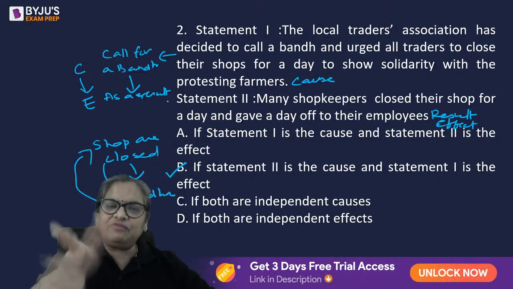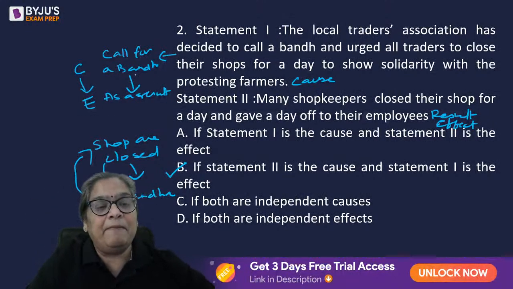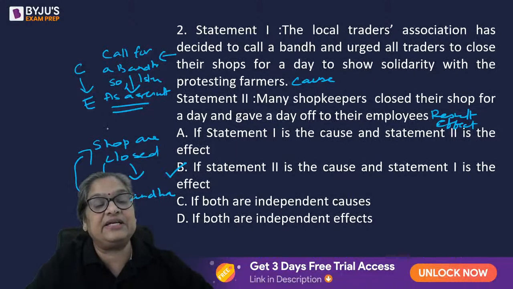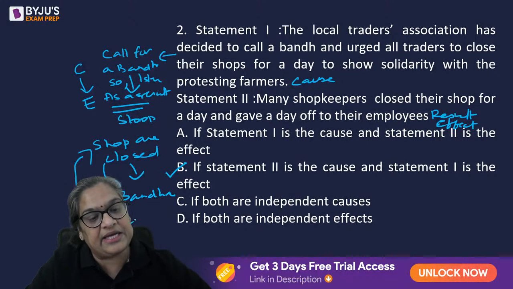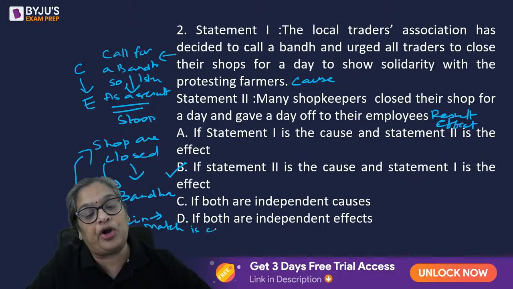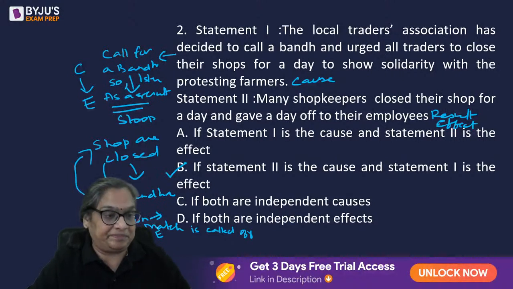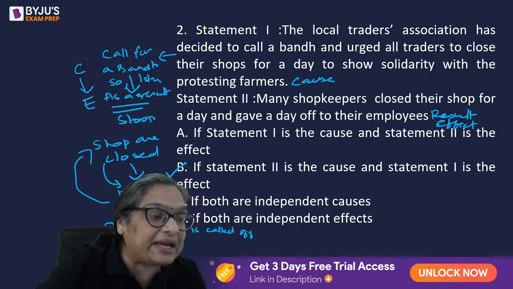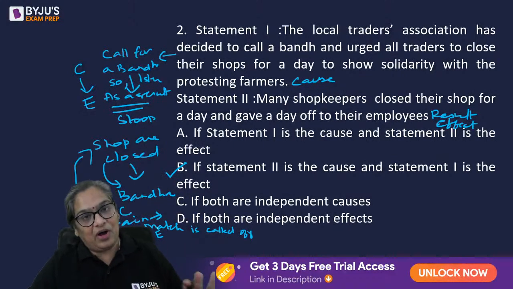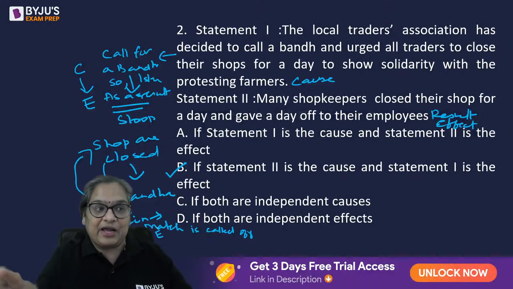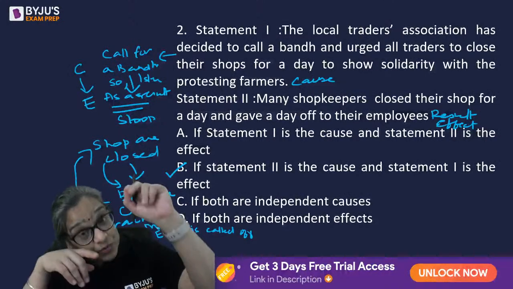So I'll give you a very easy way of remembering. Bandh is there, so as a result shops are closed. Rain is there, as a result the match is called off. Correct? Rain is the cause, the match being called off is the effect. So the correct answer is B. Correct. Correct, Shweta. All right, understood. So you understood it, but you marked the wrong thing, and this is what happens in the exam.